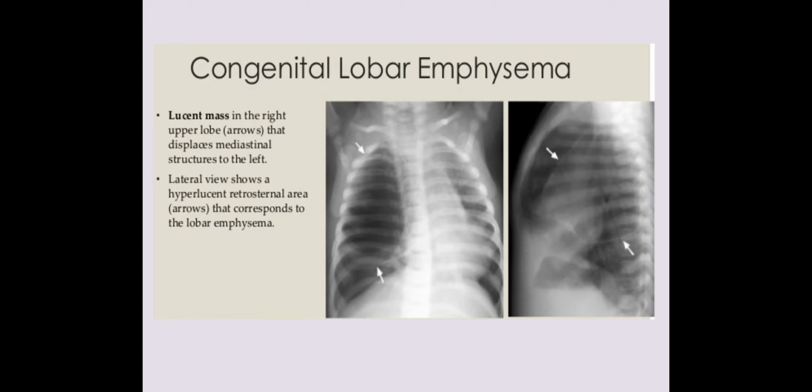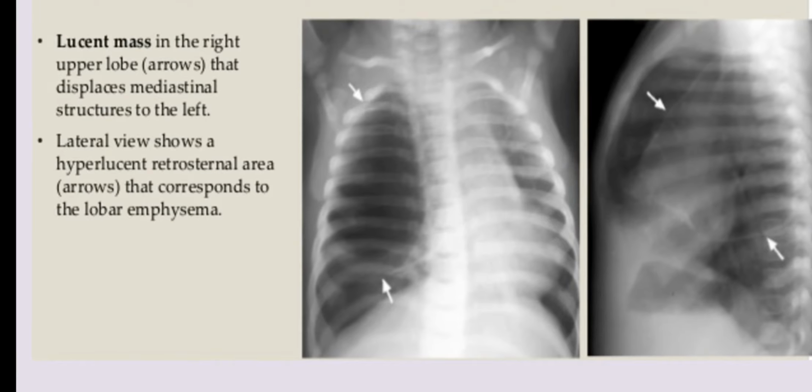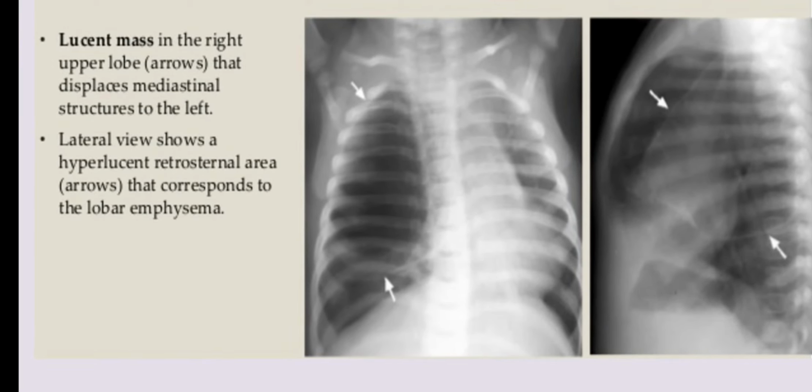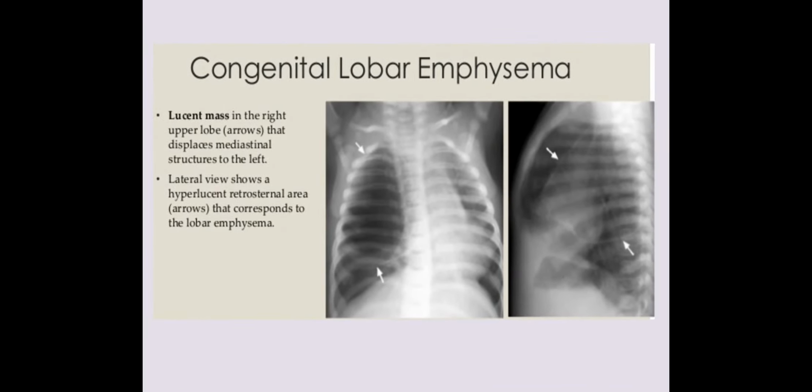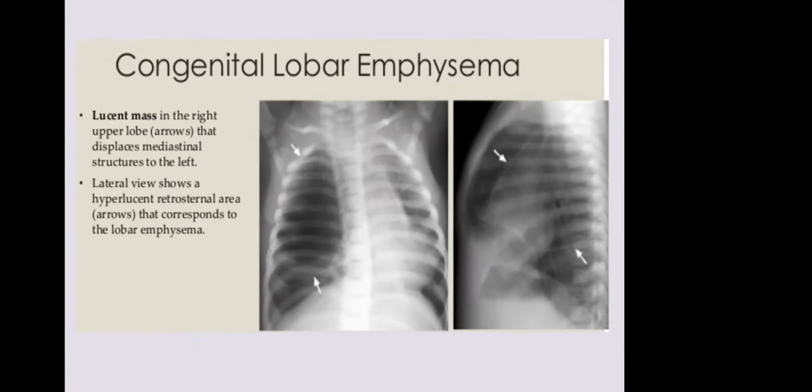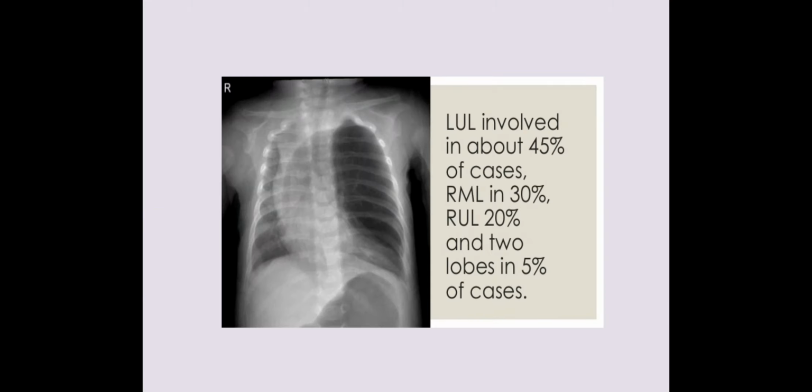So this is a case of lobar emphysema. The lateral view shows a hyperlucent retrosternal area that corresponds to the lobar emphysema. The left upper lobe is involved in about 45% of cases, right middle lobe in 30%, right upper lobe in 20%, and two lobes in 5% of cases.